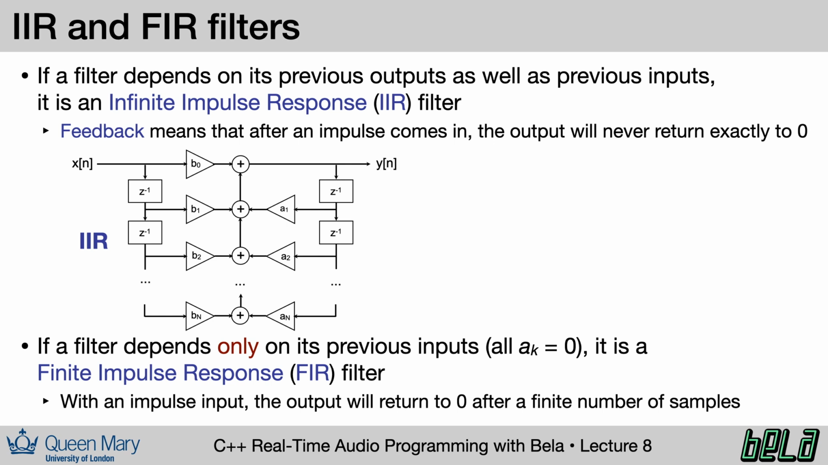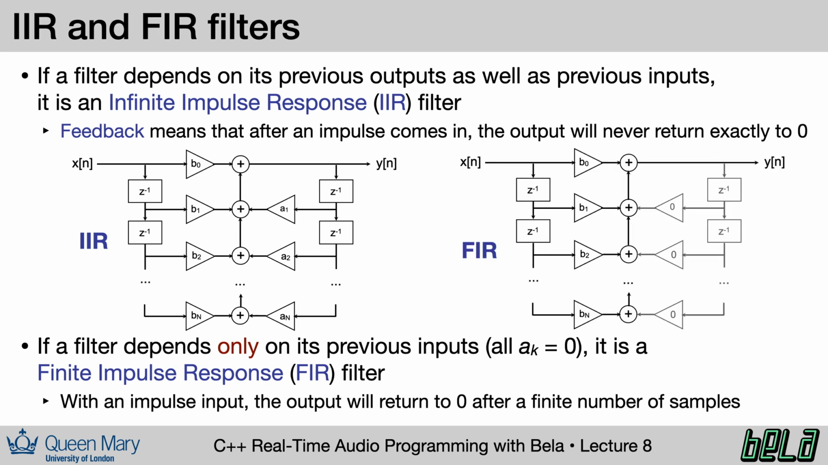What that means is that when we put an impulse into the filter, eventually the output will return to 0 after a finite number of samples. So in this case, the FIR filter begins with a similar block diagram to the IIR filter, but because the a sub k coefficients are all equal to 0, we can simply neglect that part of the signal chain, leaving us with a simpler output. FIR filters are quite useful in a number of different digital signal processing applications.